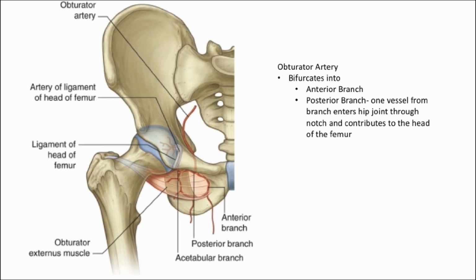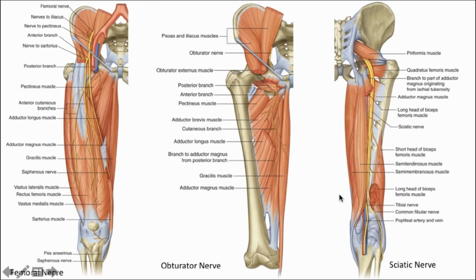And in addition, there's an acetabular vessel that originates from the posterior branch, and it enters the hip joint through the acetabular notch, and it contributes to the supply of the head of the femur. Remember, it travels with the ligament of the head of the femur and helps give supply to the head of the femur.